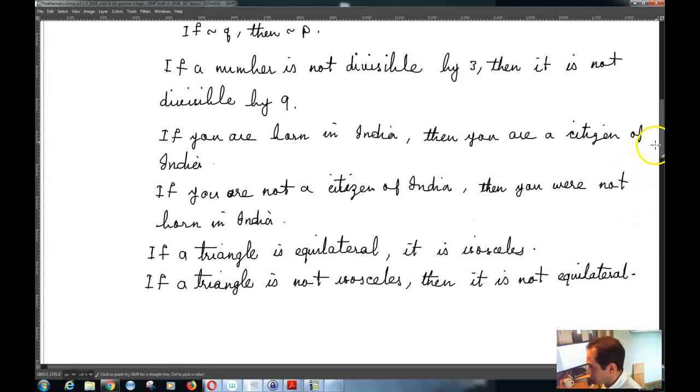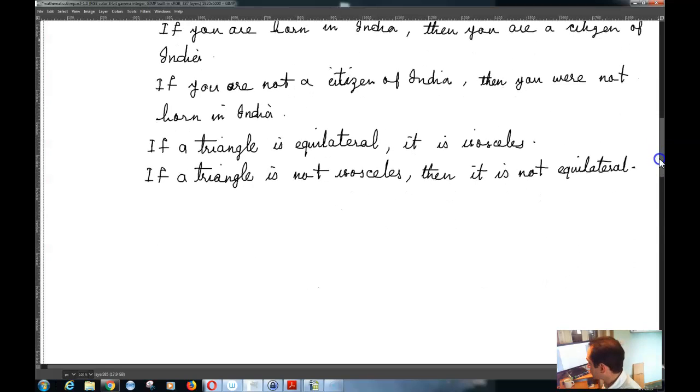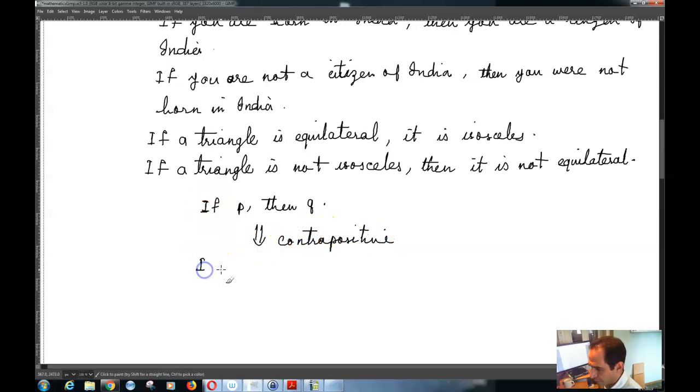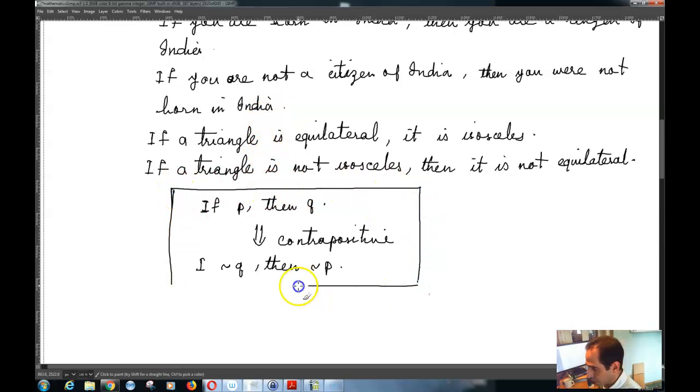So again, basically all of these examples show that if your statement is if P then Q, then the contrapositive of this is if not Q, then not P. That was the main thing that we were doing in all of these cases.